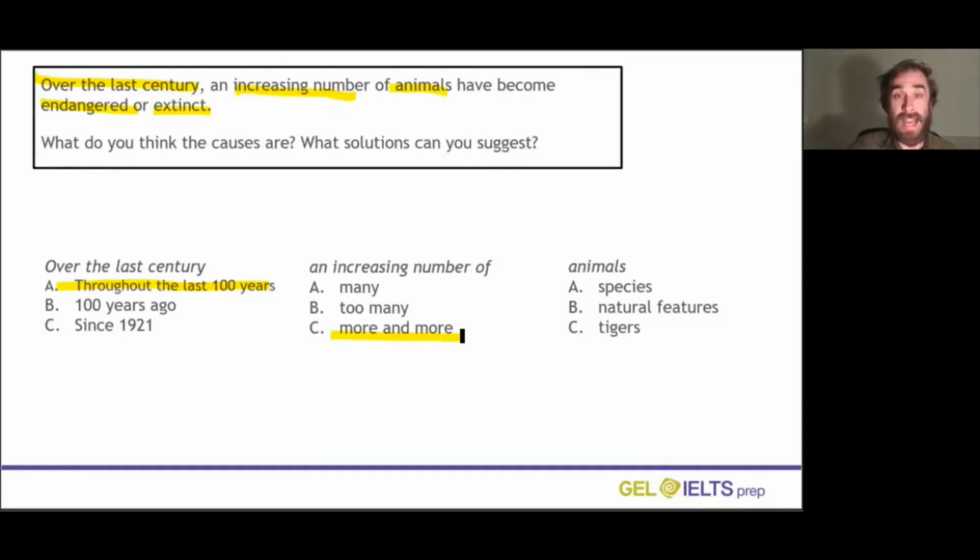In this case, A, species, would be a good synonym. Now, of course, species can include plants, but in this context, it's an appropriate synonym.